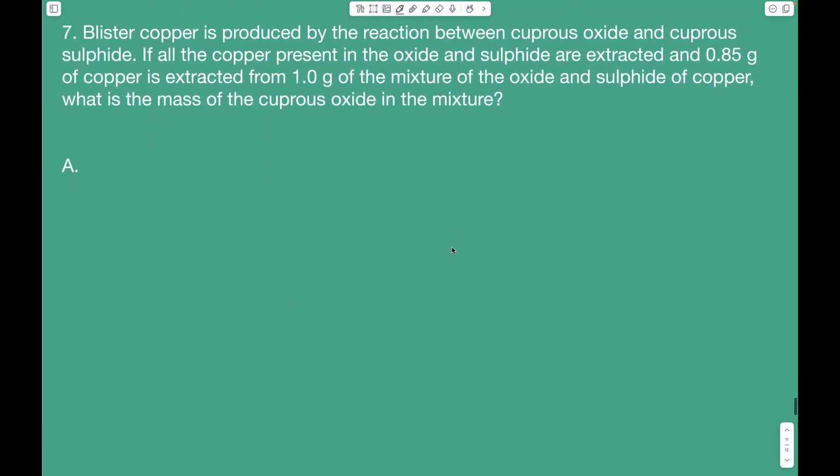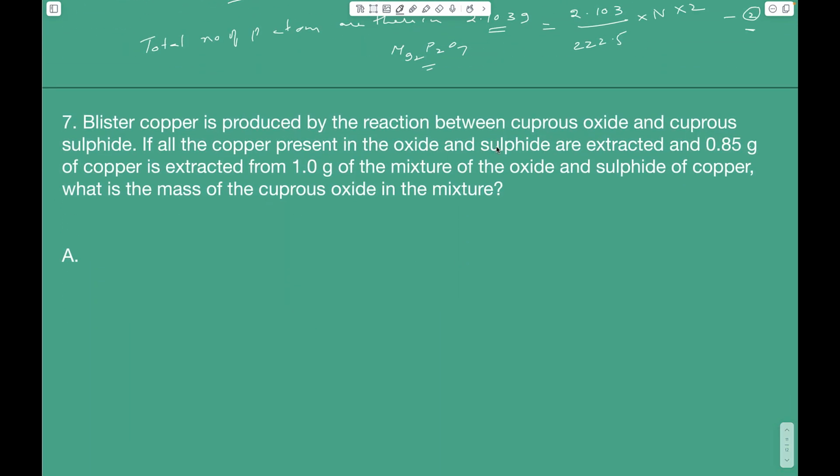Now what do we have next? Blister copper is produced by the reaction between cuprous oxide. It is Cu2O. You must know its formula, and cuprous sulfide is Cu2S.